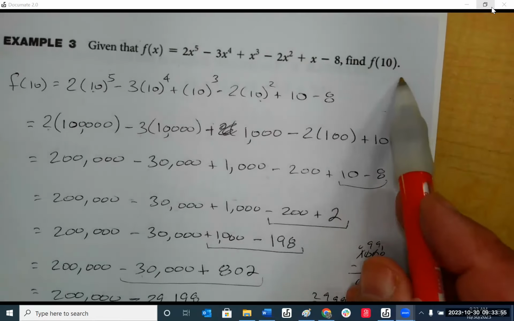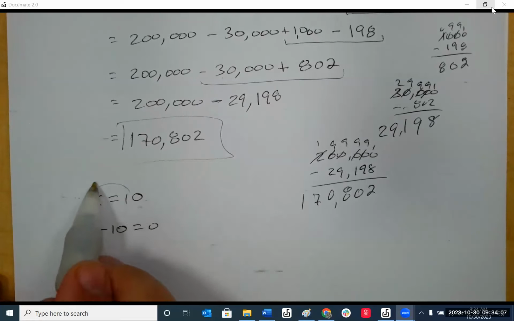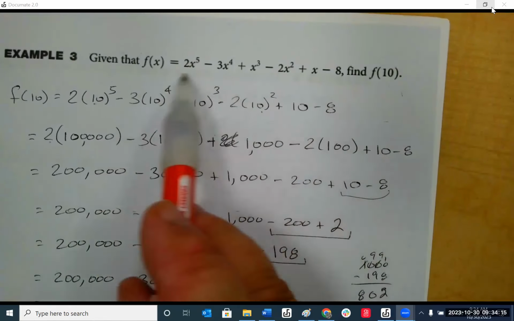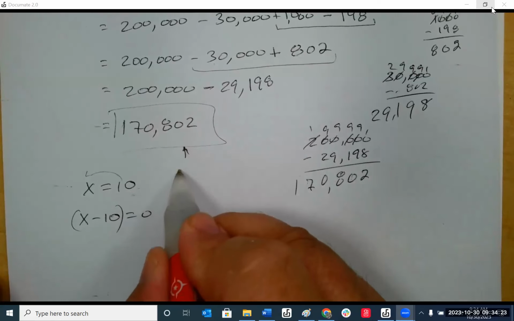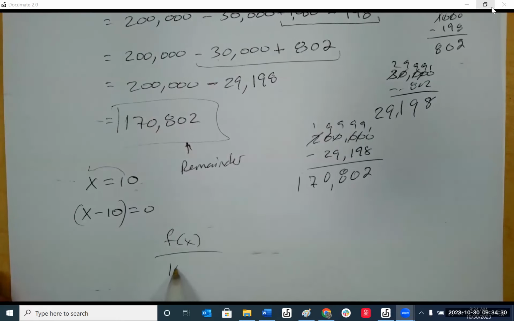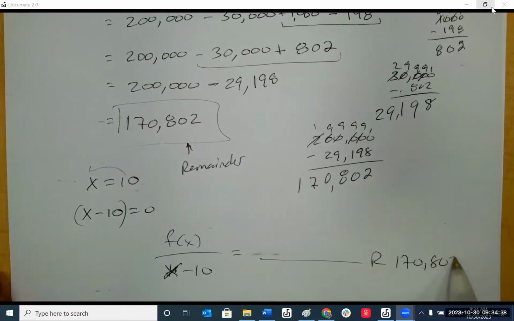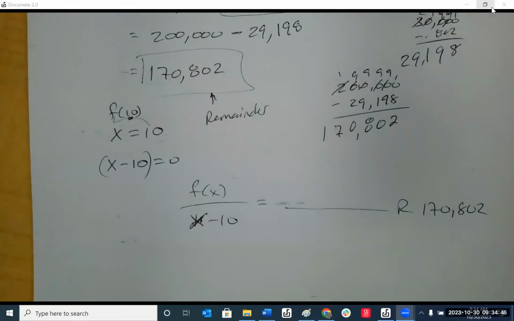So in other words, what this tells us, everybody knows how to read that. What this says is x is equal to 10. What if, because if we move the 10 over, we subtract the 10 from both sides, if we had this factor, and we took that whole polynomial and divided it by x minus 10, we would get that as a remainder. So if we took f of x divided by x minus 10, we'd get something with a remainder of 170,802. Remember, whatever you have inside the parenthesis, that's the zero value. That's your x-intercept.